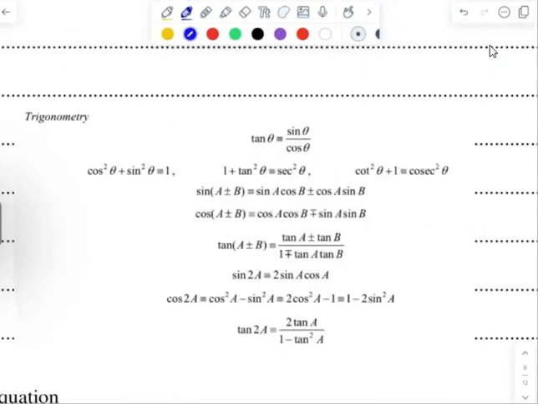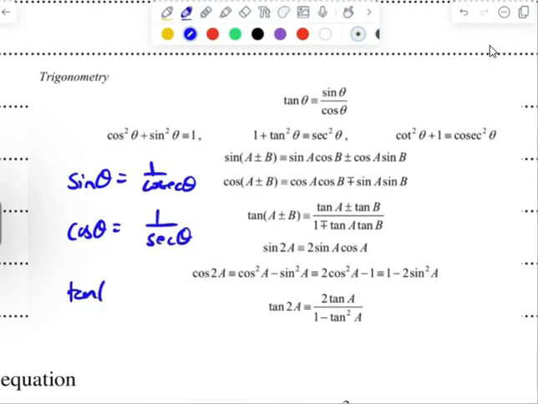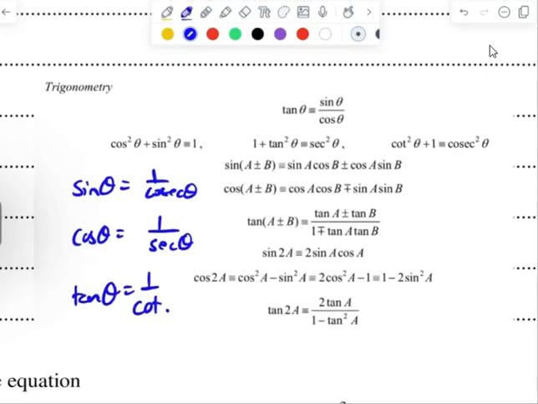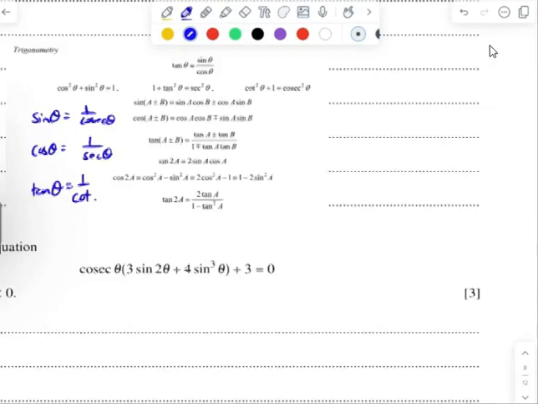What is not on my MF19 are your basic ratios, where sine theta is 1 over cosec, cos theta is 1 over sec, and tan theta is 1 over cot. Just make sure that you put that also in your long-term memory. We're definitely going to even start using it right away. So cosec is 1 over sine theta, then I'm going to say 3, and I'm going to expand my double angle formula using my MF19.